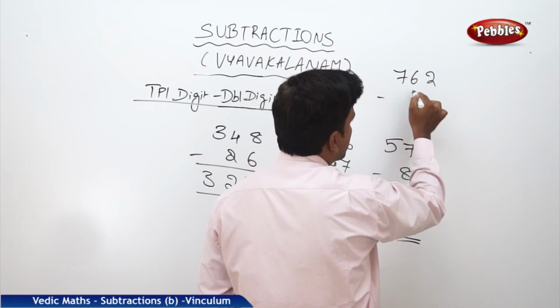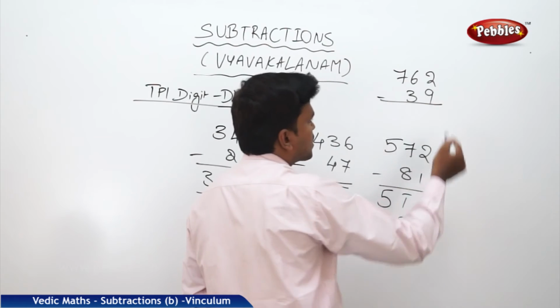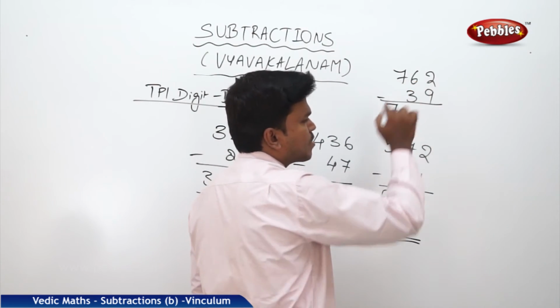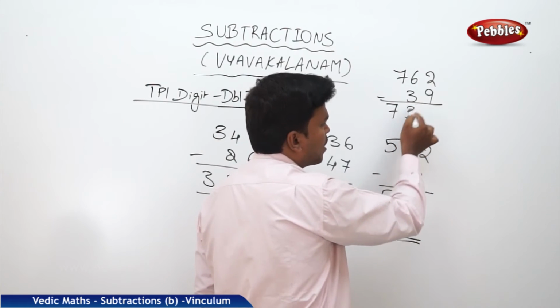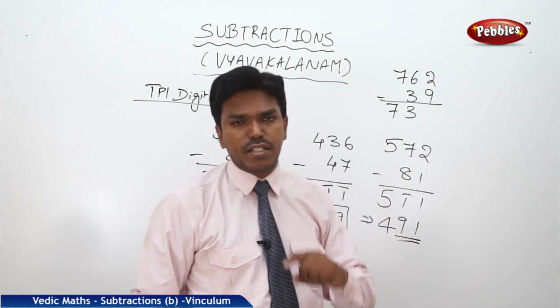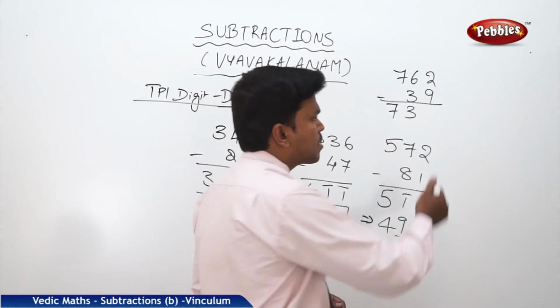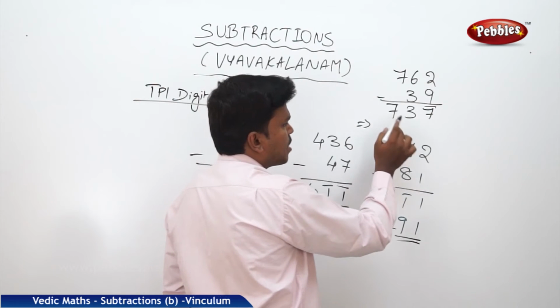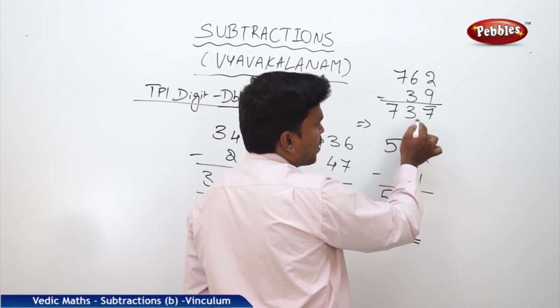762 minus 39. I want to subtract 762 minus 39. So drop 7 as it is. 6 minus 3. Yes, directly you can drop 3. Now 2 minus 9, not possible. So do reverse subtraction, that is 9 minus 2. So what is it? 7, but with a bar on it. So what is the answer now you are going to get? 7, 3, 7 bar.